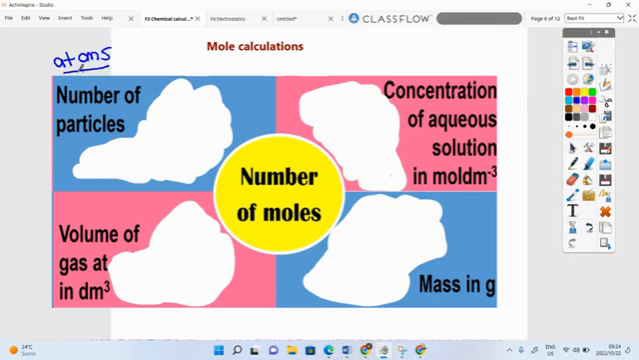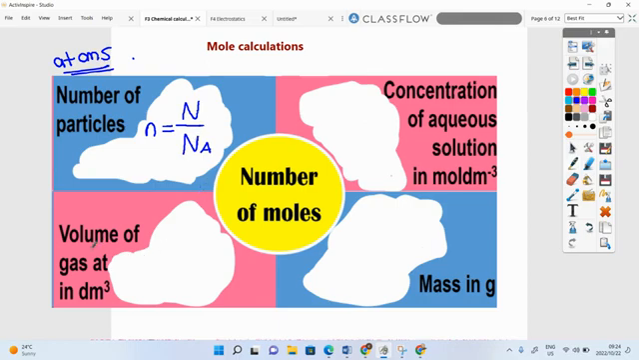So if you see particles, then you're going to use which equation? n equals N over NA. Good. And we give you these formulae on your information sheet, so you've got no excuse to use the wrong one. n is capital N over NA. Okay, so that's the one we're going to use.